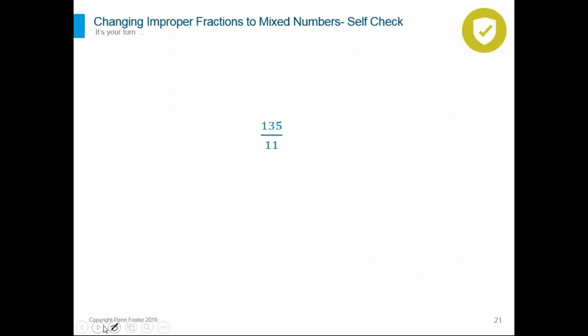Okay, let's do a self-check and see if you are able to apply the same thing when you are converting 135 over 11 to a mixed number. What would that be equivalent to in terms of a mixed number? And here you go.